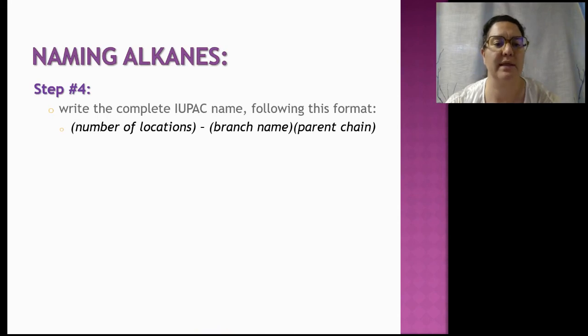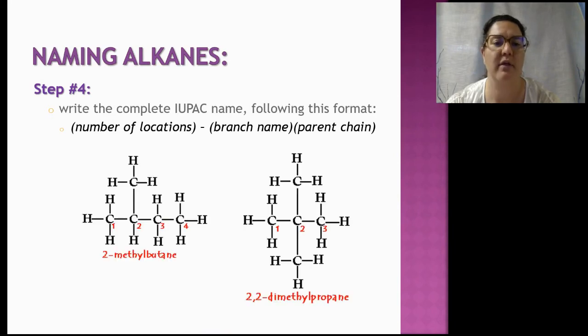So then we have to write the complete IUPAC name following the format. The number of the location of the branch, followed by the branch name, and then the parent chain. So 2-methylbutane. Off carbon 2, we have a single carbon branch on a butane molecule, 2-methylbutane. For our second example, we have 2 branches, both located off carbon 2. So it's 2,2-dimethylpropane, 2 single carbon branches on a propane.